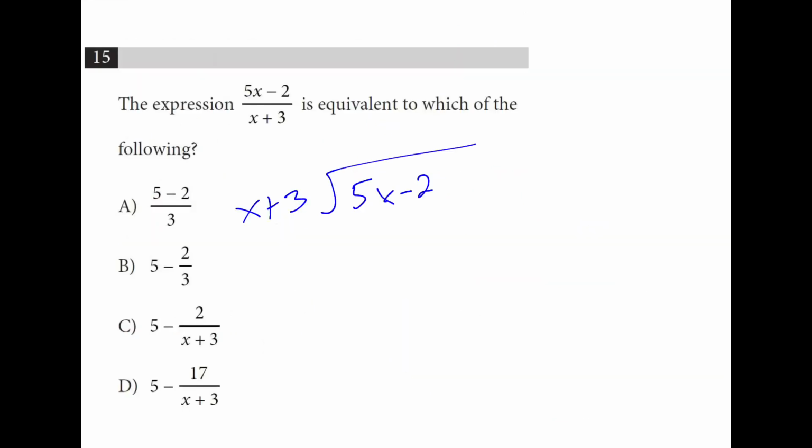So if I use long division, x goes into 5x 5 times. So if I take 5 times x plus 3, this is 5x plus 15. And if I subtract that, the x's go away. And I'm down here at negative 17. So minus 17 over x plus 3.